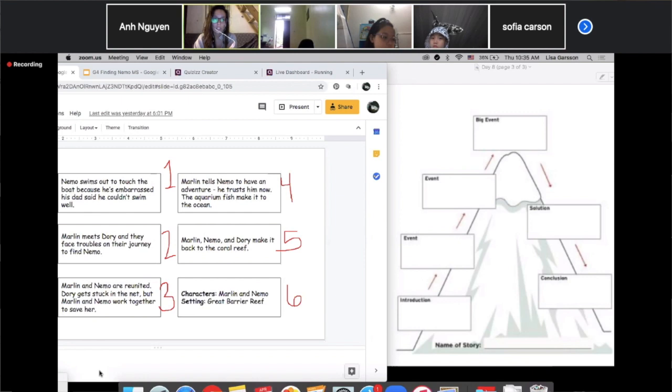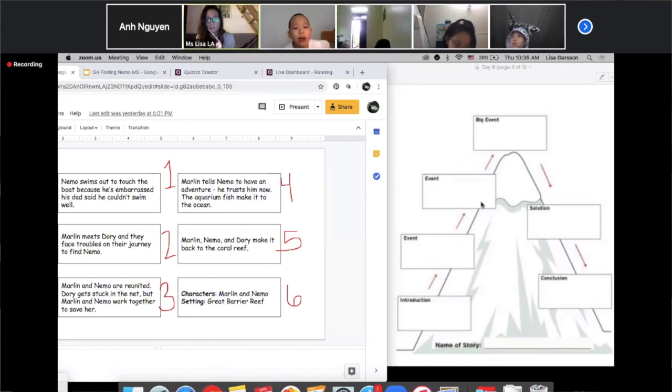So who can tell us which event happens first in the beginning? David, can you help us out here? What happens at the beginning of our story? Nemo swam out to touch the boat because he was embarrassed his dad said he couldn't swim well. Does that happen at the very beginning of our movie? There's something that happens first. What information do we need before? Character and setting. Yes.